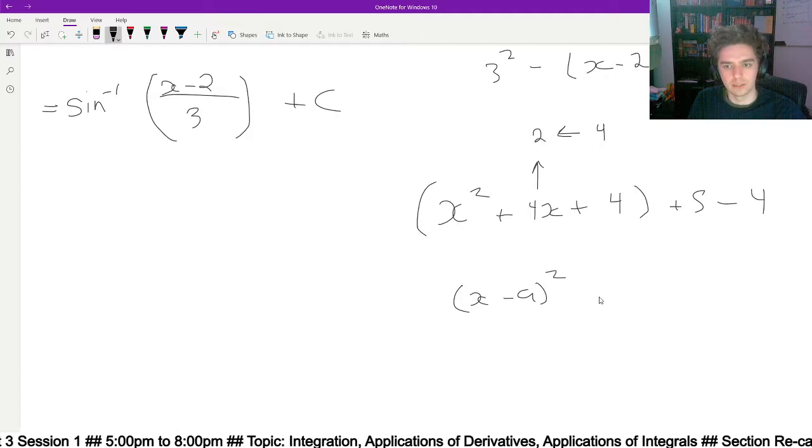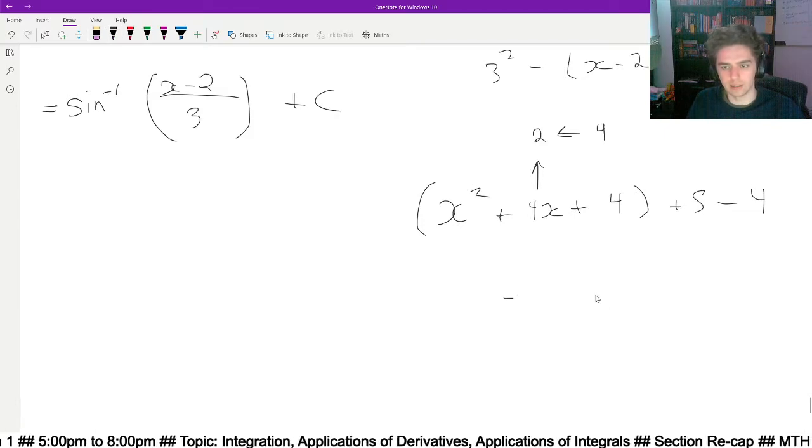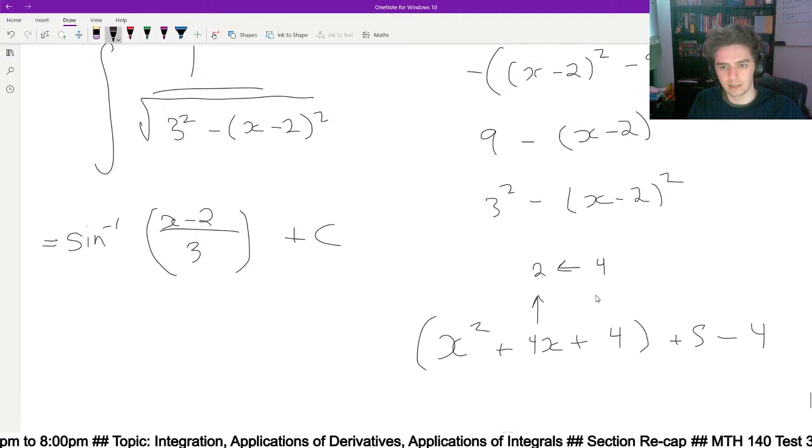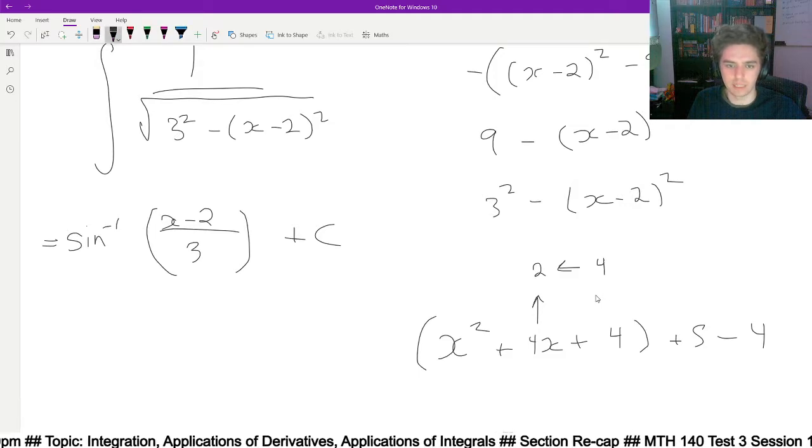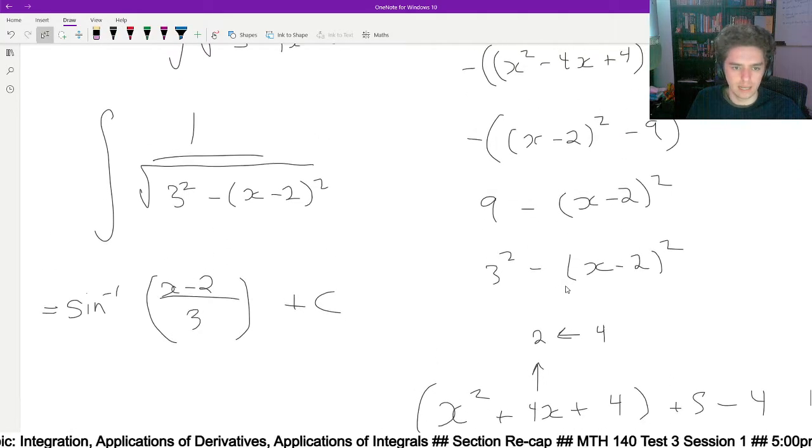So then this thing here in the brackets will factor into something nice, and you'll just have a constant at the end. And in this case, that's helpful because we're looking for something in the form of a squared minus b squared.